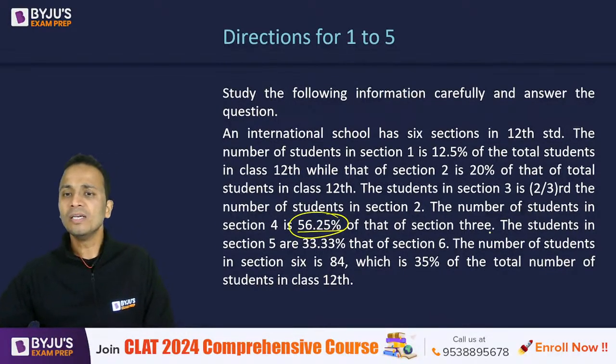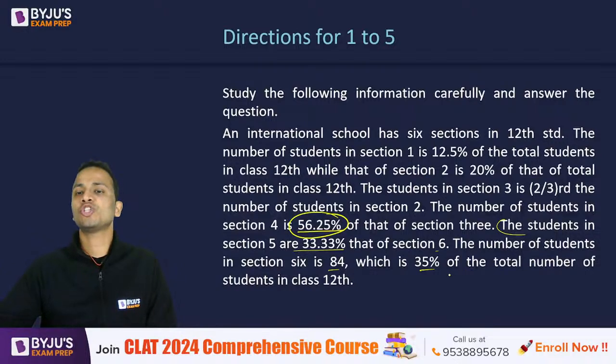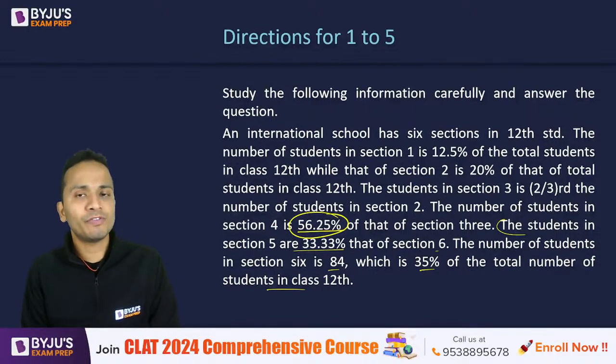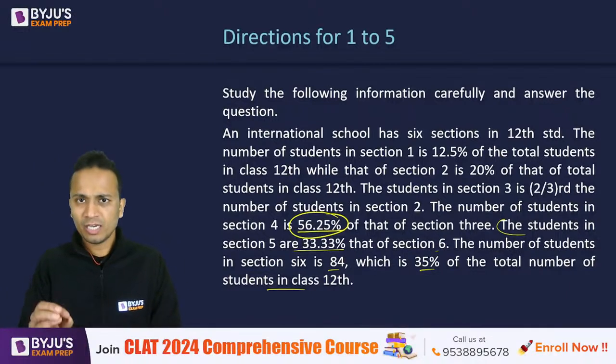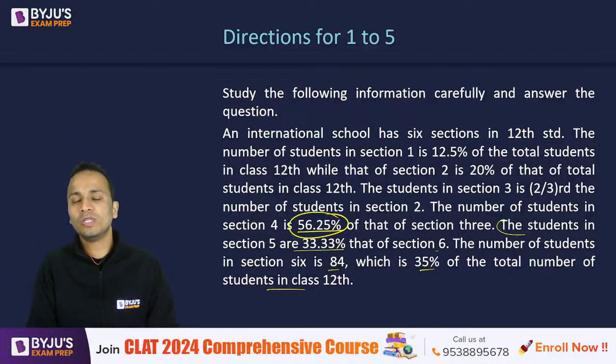considered. Next, the students in section 5 are 33.33 percentage that of section 6. The number of students in section 6 is 84, which is 35 percentage of the total number of students in class 12. So this is the entire piece of information. I'll leave you with a few more seconds, understand this information, and then we'll switch to the analysis of this set. All right. So a few more seconds to all of you. Let's see how many of you can make a proper table out of this.